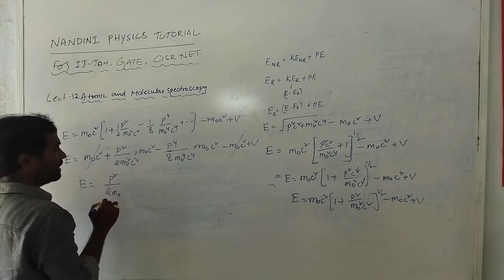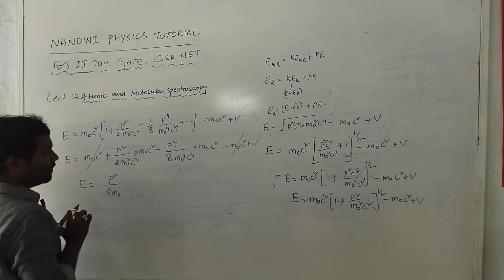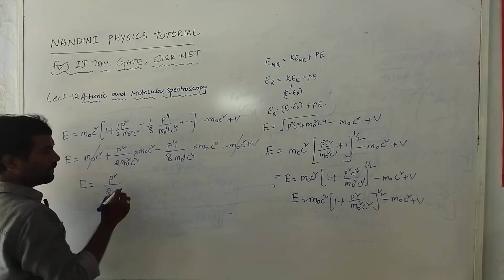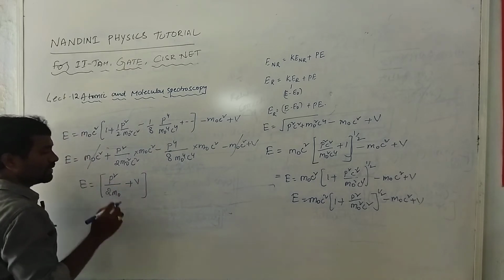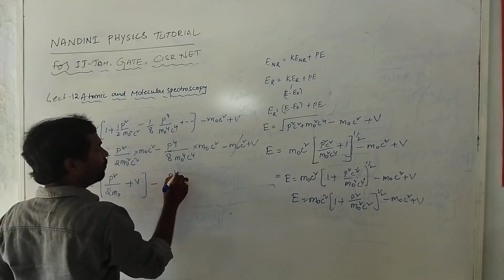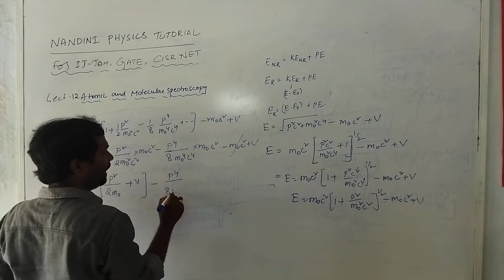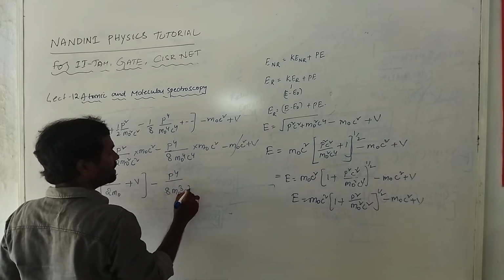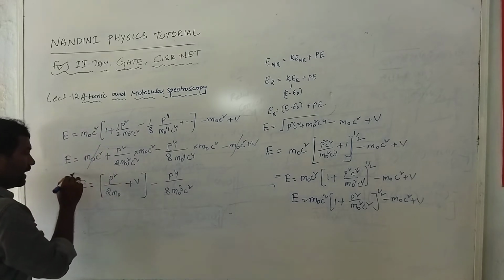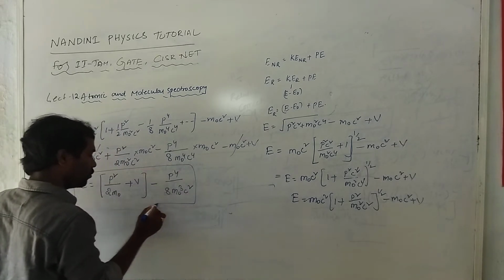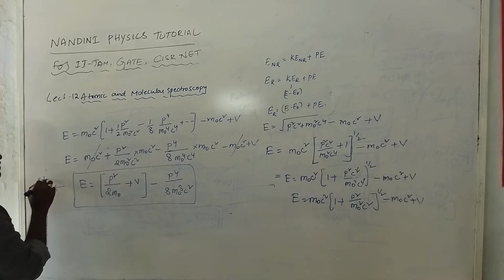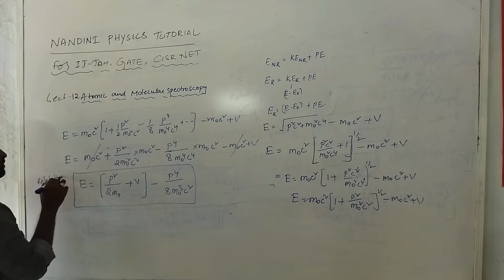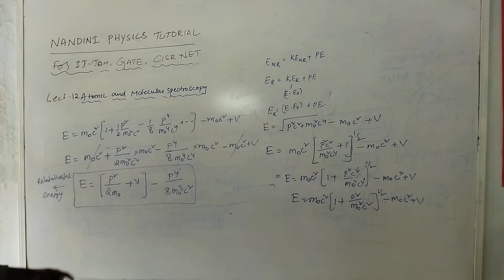So only one m naught is there, okay, 2 p square by 2 m naught plus you will write this potential V. So close this thing, minus p power 4 divided by 8 into m naught cube c square. So you will get finally this is the total energy with relativistic correction. So this is called relativistic energy.